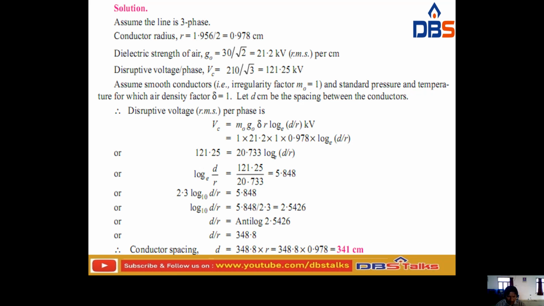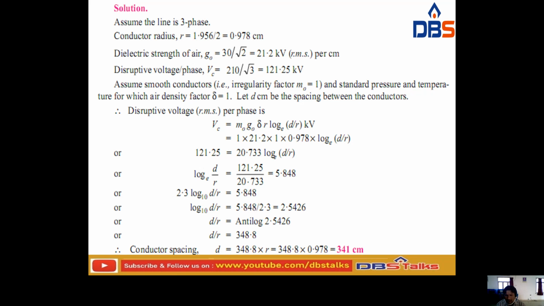And then log D by R is to the base e. For simplification, go to base 10. To convert log base e to base 10, multiply by 2.3. So 2.3 log10 D by R is equal to 5.848. Therefore log D by R to the base 10 is equal to 5.848 by 2.3, that is equal to 2.5426. Now D by R is equal to 10 power 2.5426, otherwise the antilog of 2.5426, that is equal to D by R is equal to 348.8.